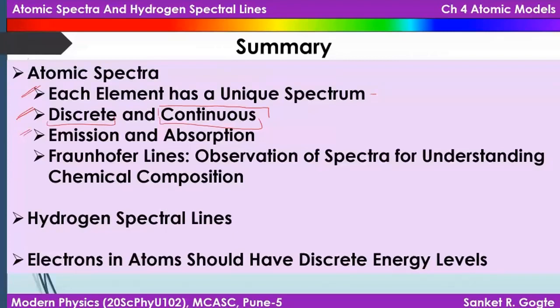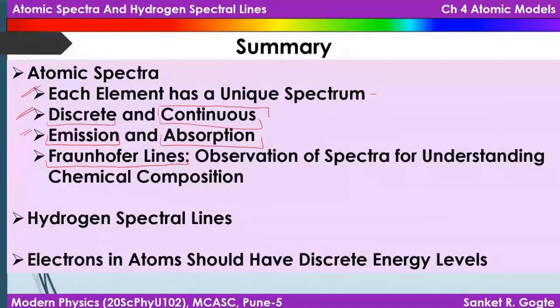Then we saw emission and absorption lines. Emission is when an atom de-excites: when the energy of the electron inside the atom decreases, the excess energy is emitted in the form of a photon. Such light is called an emission spectrum. Absorption spectrum is observed when light of a particular wavelength is absorbed by atoms and scattered from the light coming from the source, and then we observe absorption lines. We saw one special case, the Fraunhofer lines observed in the sun's spectrum, which gave us an idea about the chemical composition of the sun's atmosphere.